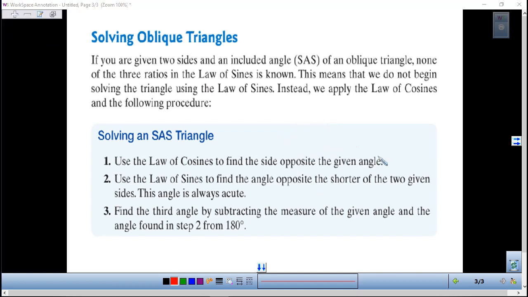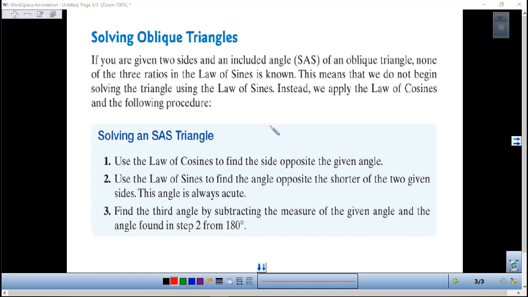because the law of cosines gets you around that necessity. Now, to solve a side angle side triangle, you're going to use the law of cosines to find the side opposite the one angle you're given. Once you find that side, then you can use the law of sines, because you're going to have one of those ratios complete now. Then you use the law of sines to find the angle opposite the shorter of the two given sides. This angle is always going to be acute.